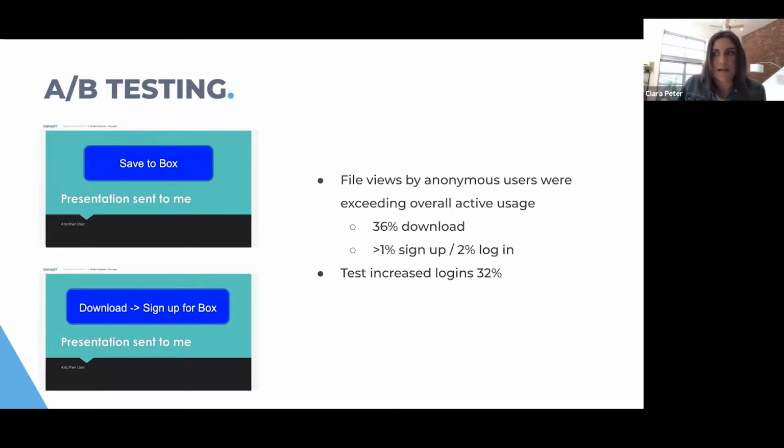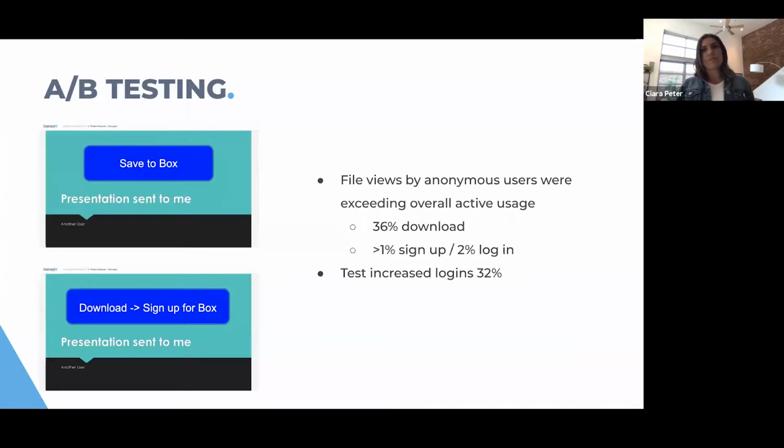Our entire goal is to get people logged in, whether they're a free user or not. If they are logging in, saving their files in Box, it's more likely they're going to find value and end up becoming a long-term customer. What we found was anonymous views of files, and this is somebody who is a user sends a link to a file to someone else and they view that file. We had more anonymous views than actual logged in views.